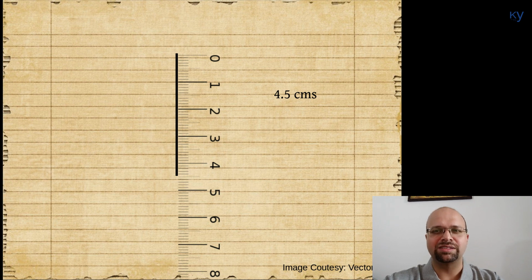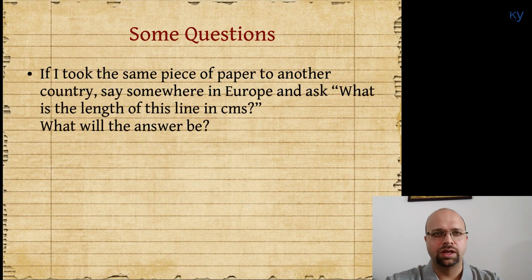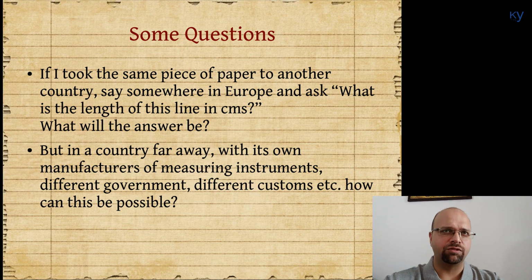But let's ask some questions regarding this. First question: if I took the same piece of paper to some country in Europe, for example, and asked somebody there, what is the length of this line in centimeters? What do you think the answer will be? I'm sure you'll all agree that they'll give the same answer, 4.5 centimeters. That raises another interesting question. In a country far, far away, with completely different manufacturers, different governments, and very different cultures and customs, how is this possible? How is it that the instrument they are manufacturing also gives you the same answer as an instrument in your own country?